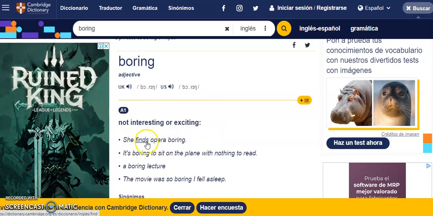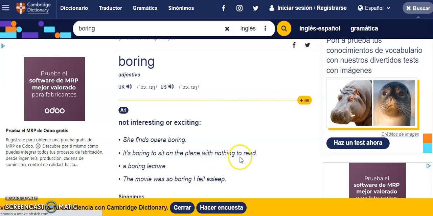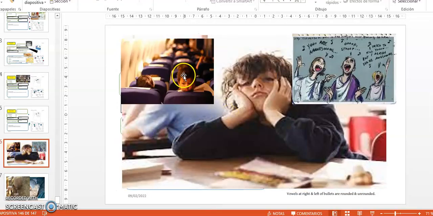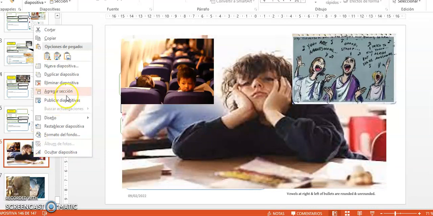All right. For example, she finds opera boring. It's boring to sit on the plane with nothing to read. A boring lecture. The movie was so boring that I fell asleep. So the keywords would be not interesting, not exciting. Please go to the PowerPoint and write information about this word. We are analyzing the word, right? Whenever you want, pause the video or stop the video and keep adding information on the slide.